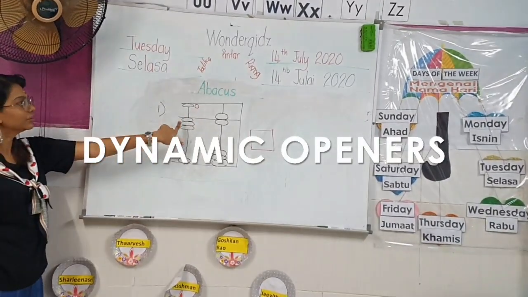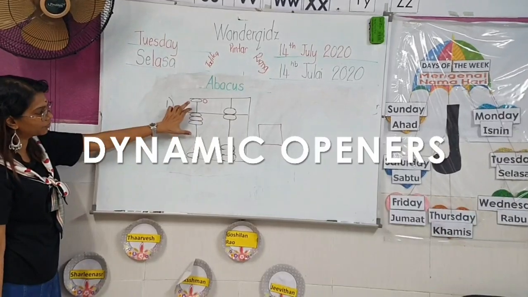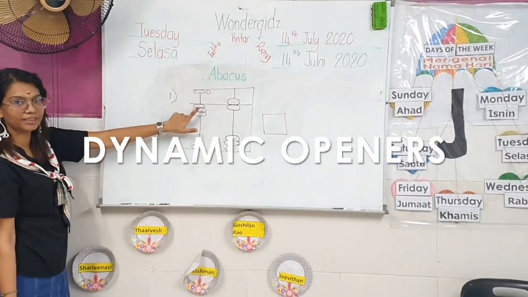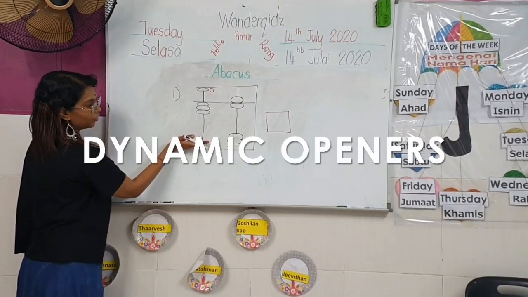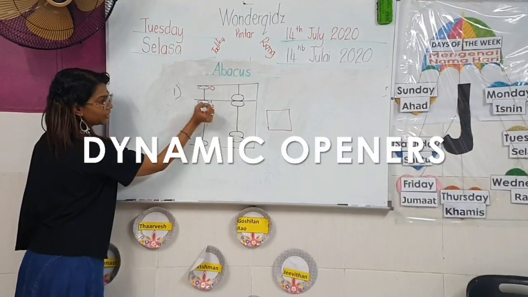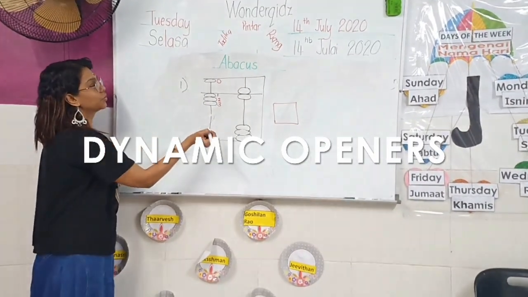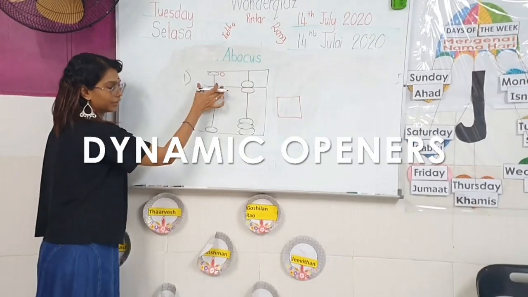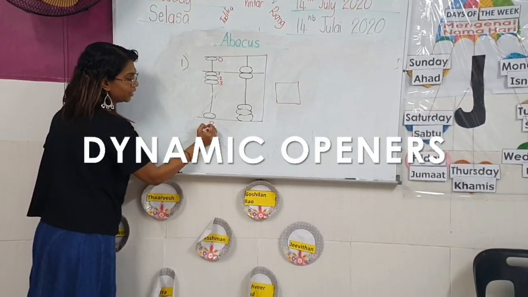Okay children, so when you see the abacus from this part, when the beads go up like this, then it has no value, but it's the down part that counts, right? So you must write here 1, 2, 3, the simplest way to count. So you will get three beads up here. So we write here 3.